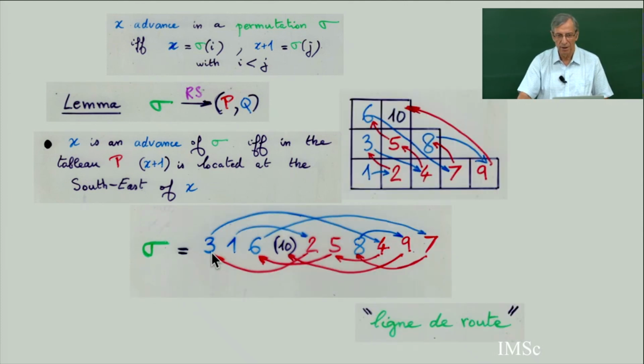Example: here you see 3 is an advance 4. If I look at 3, then you see 3, 4, 4, 5. So if you follow the integers in the tableau, in the P symbol, 1, 2, 2, 3, 3, 4, 4, 5, 6, 7, etc. If you follow, we call this in French the ligne de route inside the tableau. This ligne de route is exactly the same as following the blue and red edges going right or left. Here it's going to the southeast or going to the northwest. So you can really see the advances of the permutation.